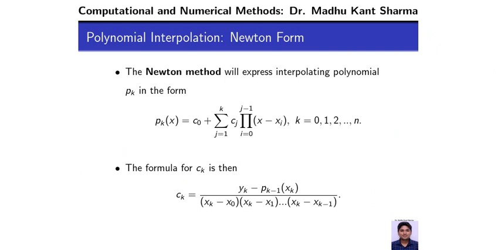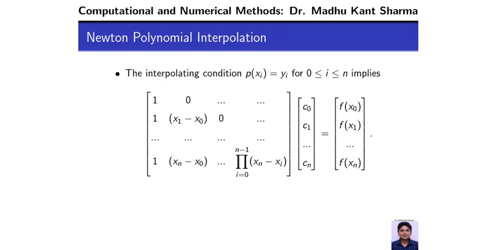Now we have also derived the formula for ck. By using Pk minus 1 we derived the polynomial of degree k, and then by using the interpolating condition we derived the constant ck. Here we are assuming that the nodes are distinct. So the interpolating conditions, if you wish to write them, are going to be given.